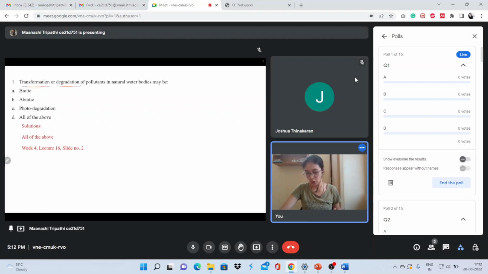So the answer is all of the above. In this question, I have also kept the reference from where you can see all these things in the main lectures. You can see slide number 2 of lecture 16. You will be able to find the answer to this question and the basic explanation of why all these things are happening. In case of any doubt, you can ask me in between. Okay, we'll move towards question number 2.